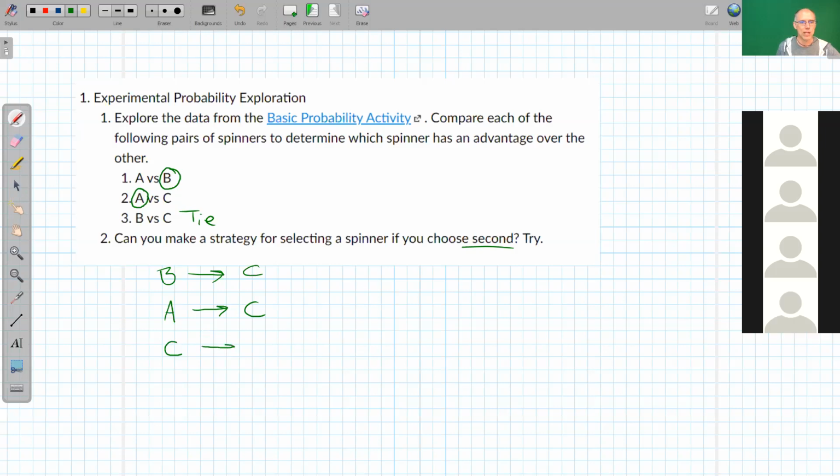Would it be A? It would be A because we have evidence that A beats C more often. Yeah, so this would be the strategy. This is the first pick. You make the second pick. So based on our class data, this would be the strategy right here.